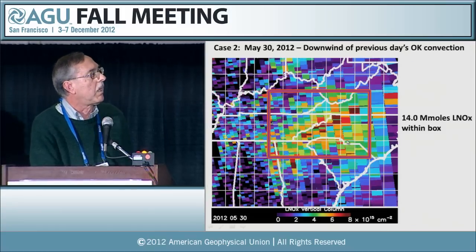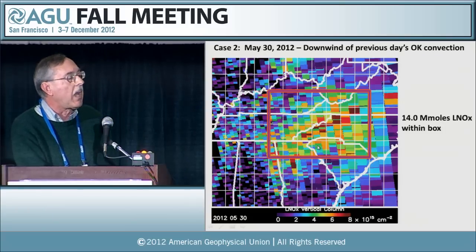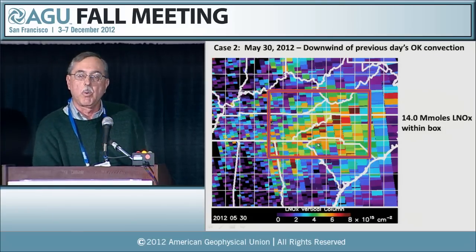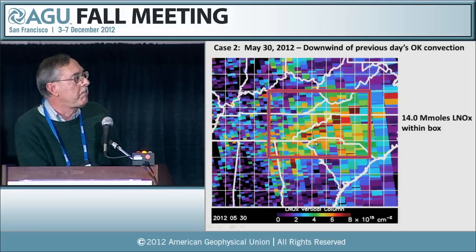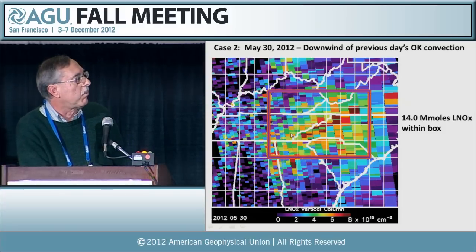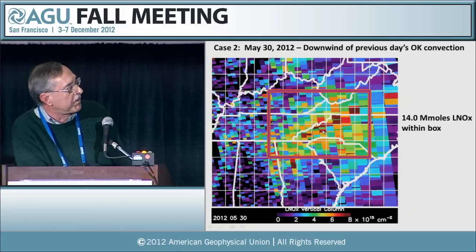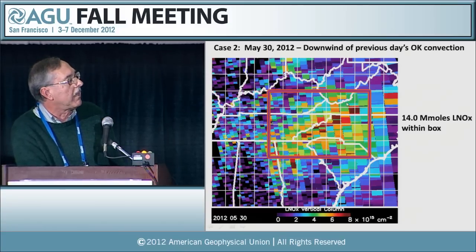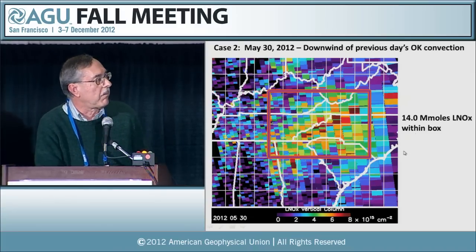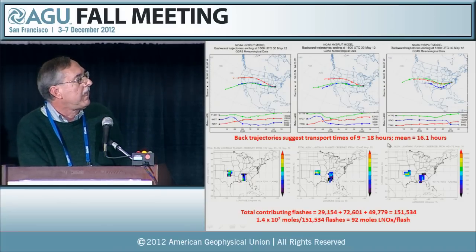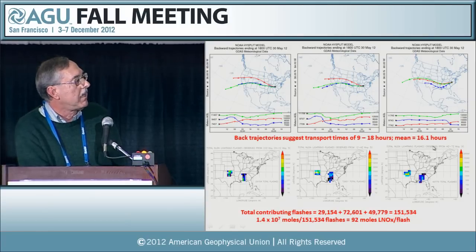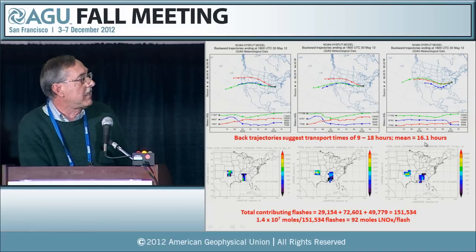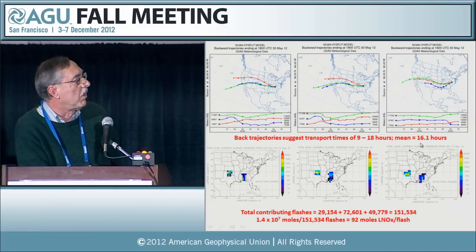Now, this is a case on the 30th of May, downwind from that 29th case over Oklahoma that I showed previously. Within this box over western Tennessee, eastern Tennessee, western North Carolina, and southwestern Virginia, we're getting about 14 megamoles of lightning NOx. Here, the transport along the back trajectories takes about 16 hours to get back to the lightning over Oklahoma.